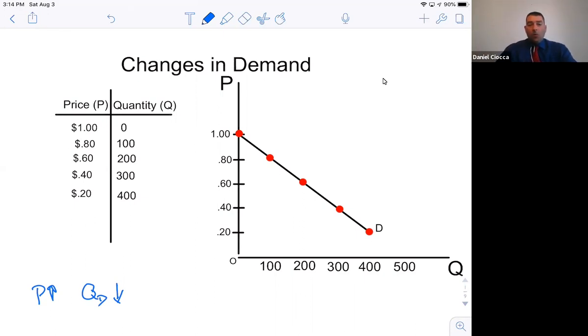So the question we want to ask ourselves today is, are there things that could cause customers to become more or less willing and able to buy, not because of a change in price, but for some other reason? So let's get started and see what those things might be.